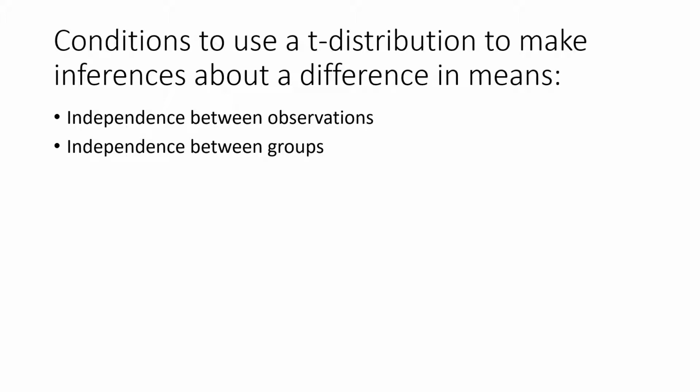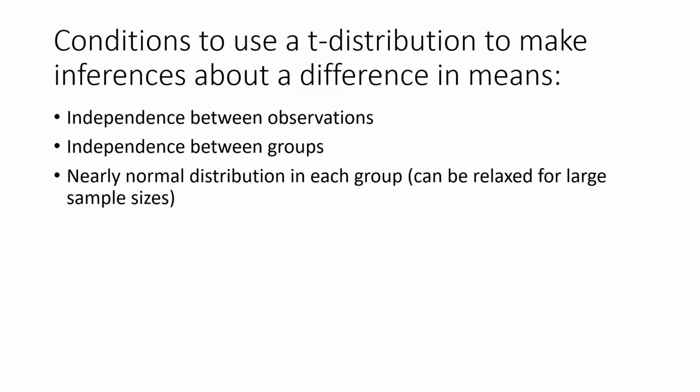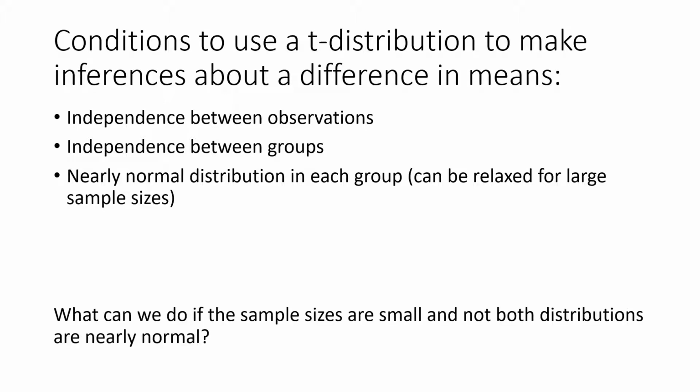Recall that the conditions to use a t-distribution to make inference about a difference in means are: we need to have independence between the observations. We need to have independence between the groups. Otherwise, we should be using something that accounts for the paired nature of the data. And we need to have nearly normal distribution in each group, and that can be relaxed if we've got large sample sizes. So again, the question becomes, what can we do if the sample sizes are small and not both distributions are nearly normal? The Mann Whitney U-test is going to give us an answer to that question.